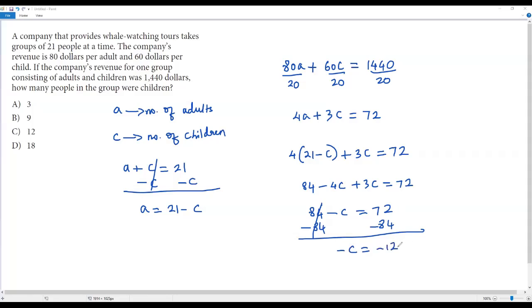I want to get the value of C, but here I'm getting -C. So to make this -C into positive C, I have to multiply both sides by -1. When I do so, negative times negative becomes positive. 1 times C is C, and here negative times negative becomes positive. 1 times 12 is 12. I'm getting C equals 12. So there were 12 children in the group. The correct answer choice for this question is option C.